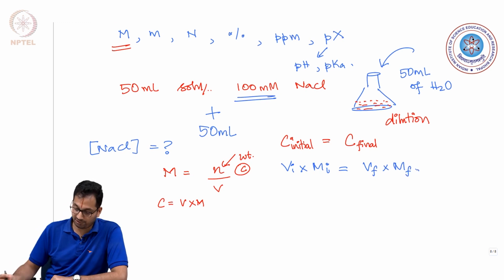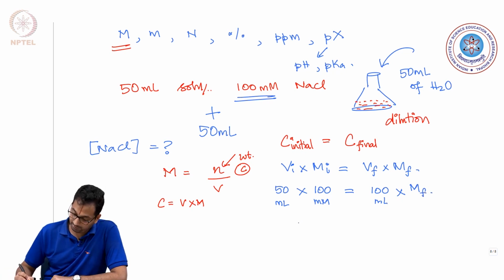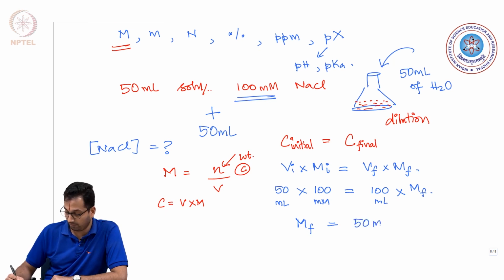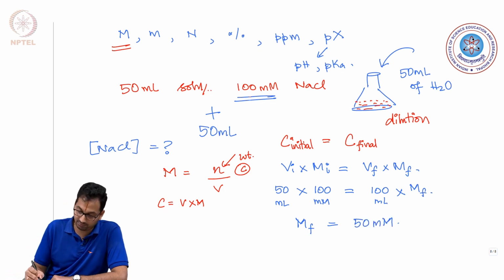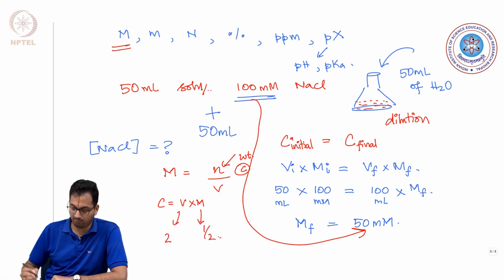So what is the initial volume that you had? You had an initial volume of 50 ml. And what is the initial molarity you had? You had 100 millimolar. And then the final volume after the addition of 50 ml is going to be 100 ml. So you are asking the question, what is the final concentration of my sodium chloride? Of course, with simple arithmetic, you are able to realize you are going to end up with 50 millimolar. So you started with 100 millimolar and you are ending up with 50 millimolar. This is not surprising because you are doubling the volume. When you double the volume, to keep the same amount, the molarity has to go half.